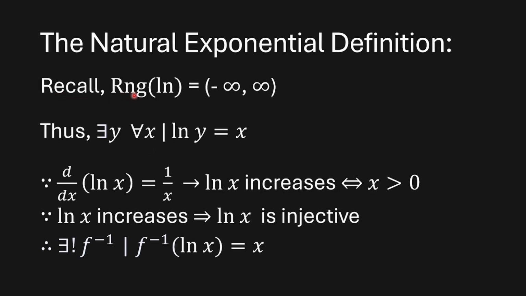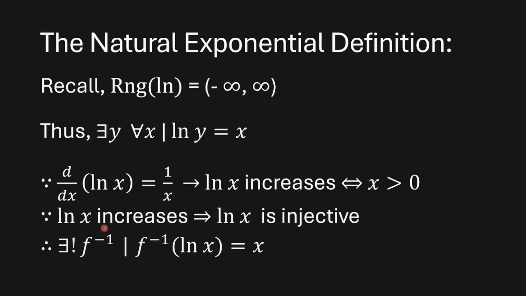Recall that the range of the natural logarithm is negative infinity to infinity. Thus, there exists a y for all x such that ln y equals x. Because the derivative of ln x equals 1 over x, ln x increases if and only if x is greater than 0. If x is less than 0, then the function is decreasing because the first derivative will be negative. So we're assuming that ln x increases if and only if x is greater than 0.